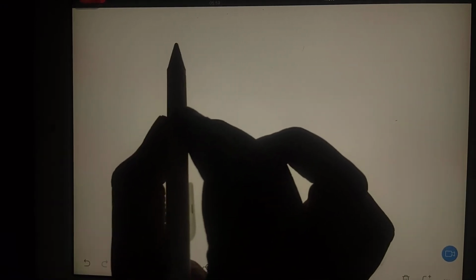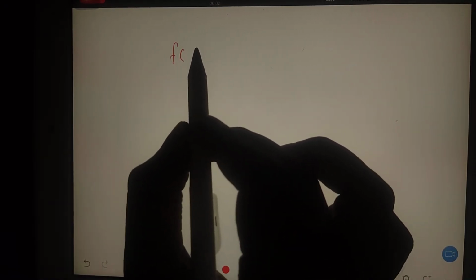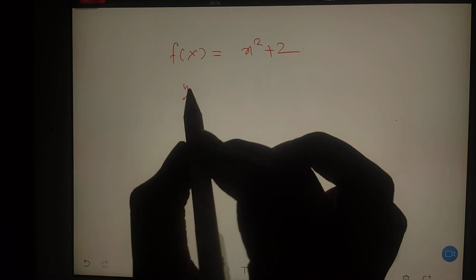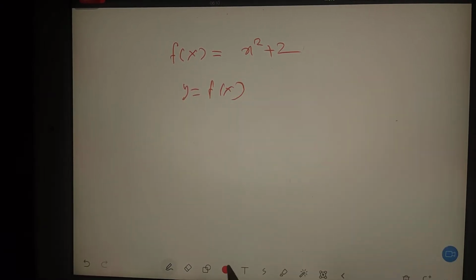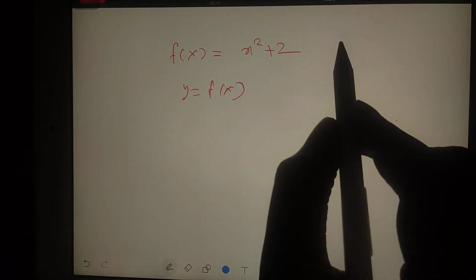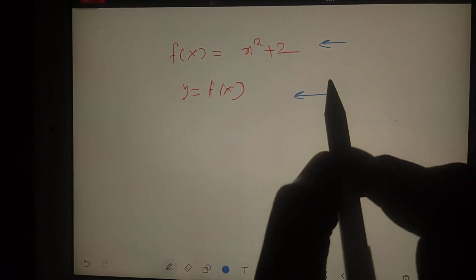So we have to start from a very important topic, function. When we talk about function, we used to have a function symbol like f(x) = x² + 2. Sometimes we write y = f(x). What does it mean? It means we are using two variables in this also and two variables in this also.